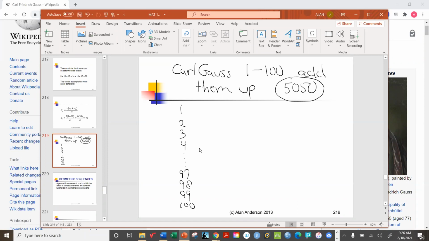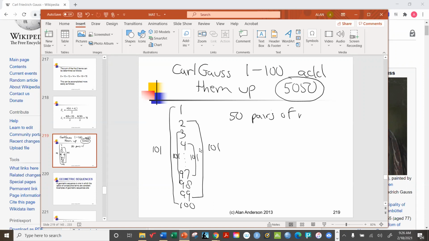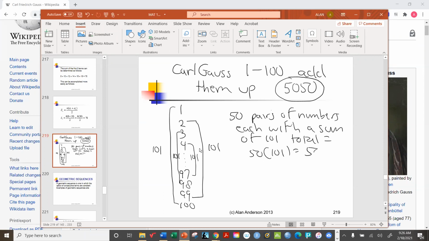If you write them out in a sequence like this, if you add up 1 and 100, you'll get a sum of 101. If you then add up 2 and 99, you get 101. If you add up 3 and 98, you get 101. If you add up 4 and 97, you get 101. So there are 50 pairs of numbers, each with a sum of 101. So the sum, or the total, must be 50 times 101, which is 5050.